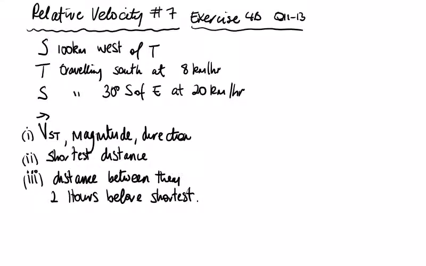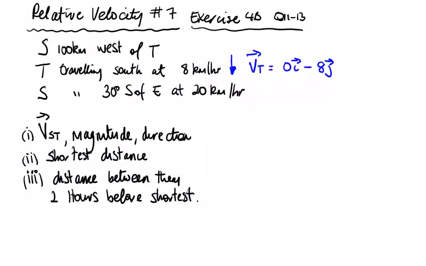Question 11. The speedboat is 100 kilometers west of a trawler. The trawler is traveling south at 8 kilometers an hour. So the velocity of the trawler is 0i, and it's going down, so it's minus 8j.